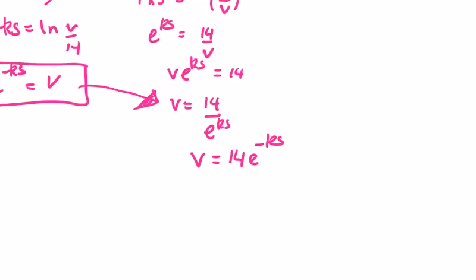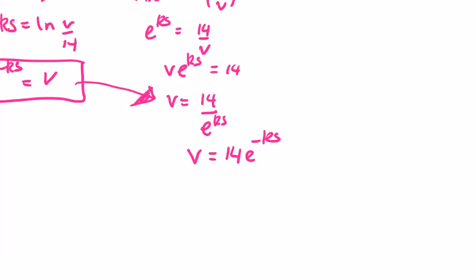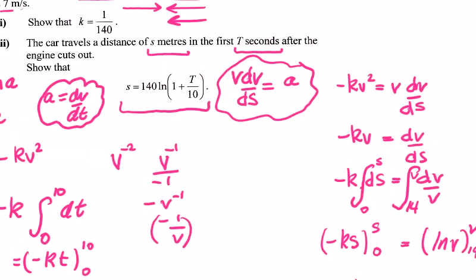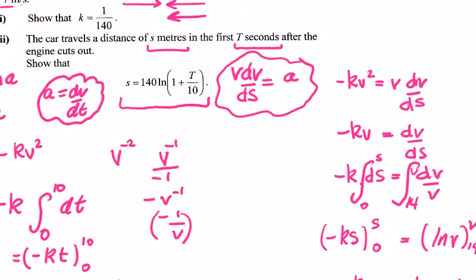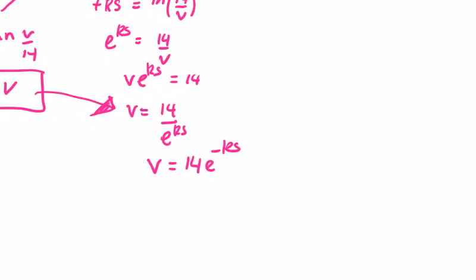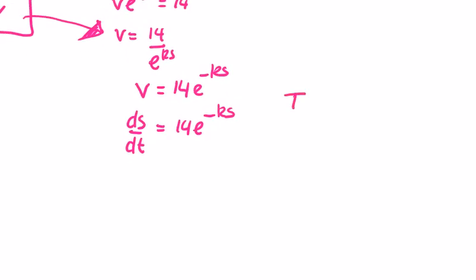So now we have velocity in terms of S. So dv dt, we're talking about time here. What are we looking for? Car travels a distance of S made in the first t seconds. So we have velocity, which is dv dt. dv dt is acceleration, ds dt is velocity. That's 14 e to the power of minus Ks. So we're told t seconds here, so we need to integrate s and t. So we have ds over e to the power of minus Ks, so we're going to bring that up, is equal to 14 dt.